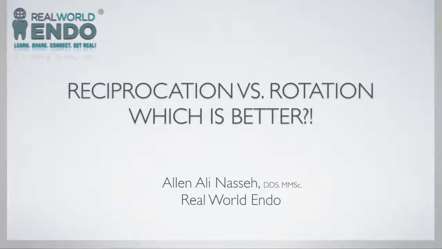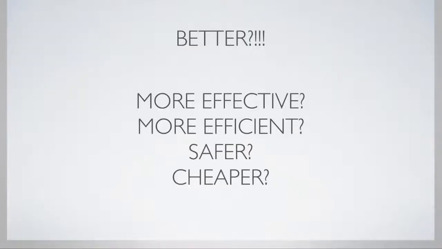Whenever I'm asked that question, I usually qualify the answer by asking another question: what do we mean here by the word better? Do we mean a higher success rate? Do we mean a faster instrumentation time? A safer motion for instrumentation, which would mean less torque on the dentinal walls during shaping, or also less torque on the file, which translates into less file separation and breakage? Or even cheaper files? All of these are factors that are important to us clinically and help us make a decision about what system we should use.